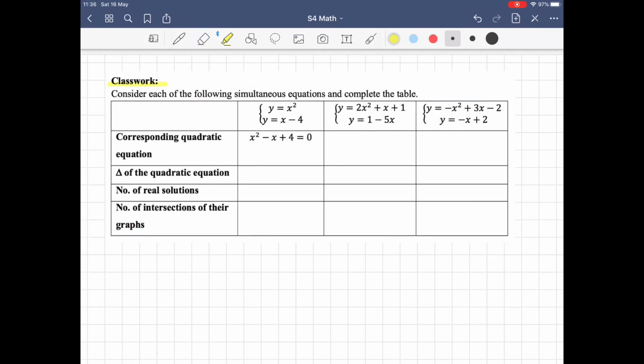So now, please help me to finish the following classwork, and then I will check the answers with you later. So let's check the answers for yourself.